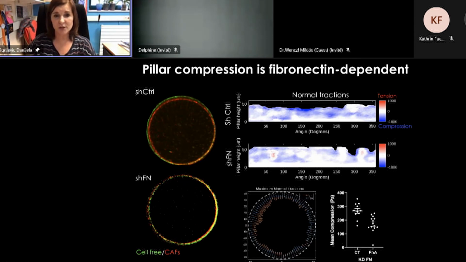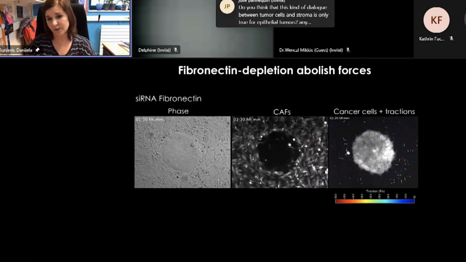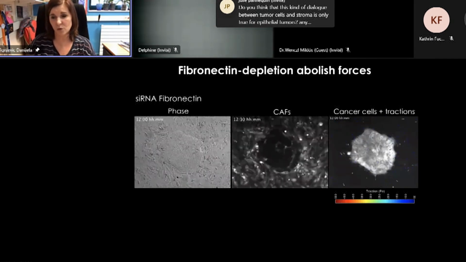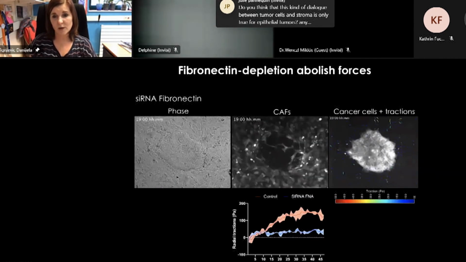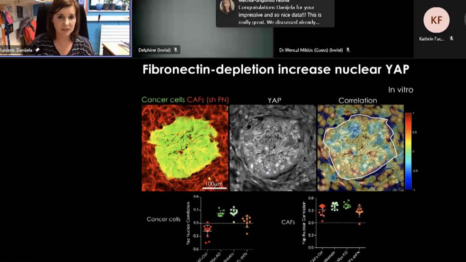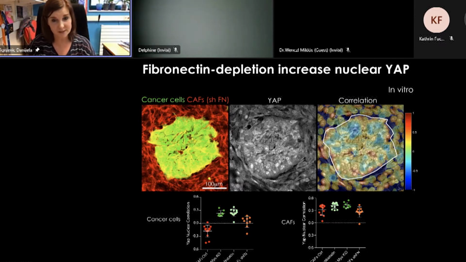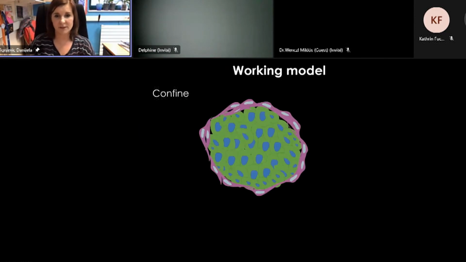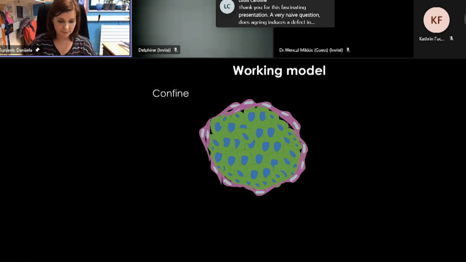They also lose the ability to reduce the traction forces in our co-cultures, and there is a partial entry of YAP into the nucleus in the cancer cells, meaning that the cancer cells, in this case, are confined but not compressed if fibronectin is depleted in fibroblasts. So that leads me to the model.